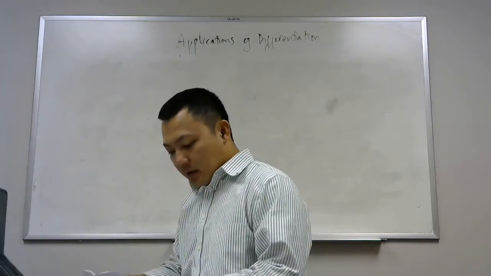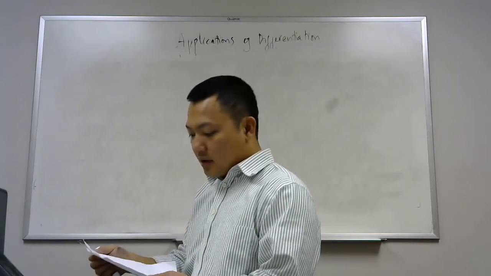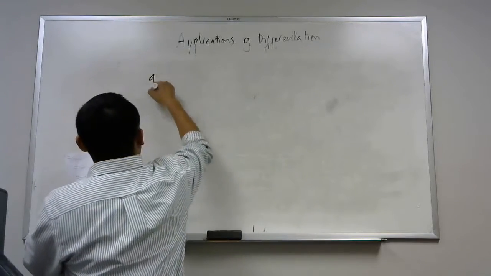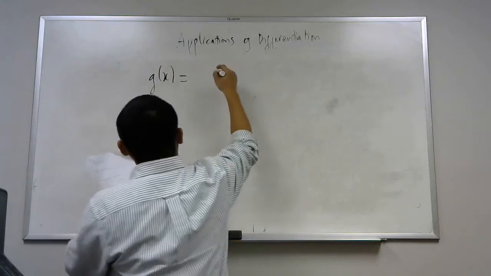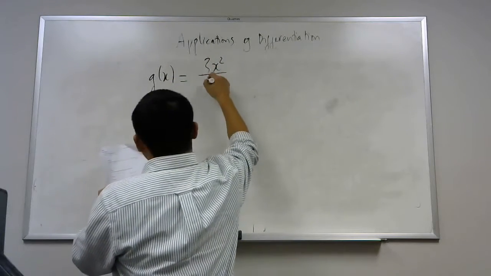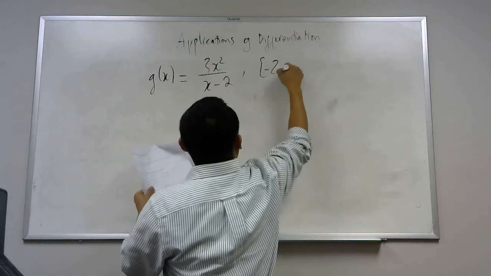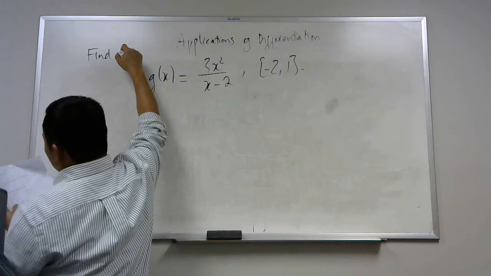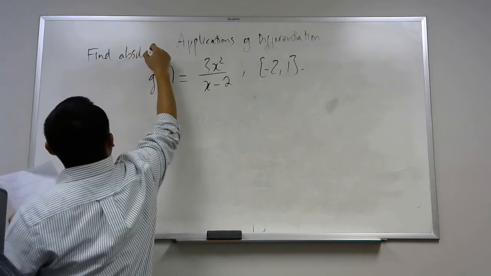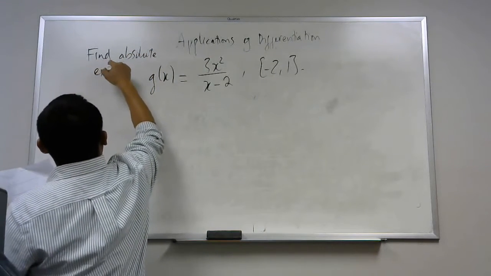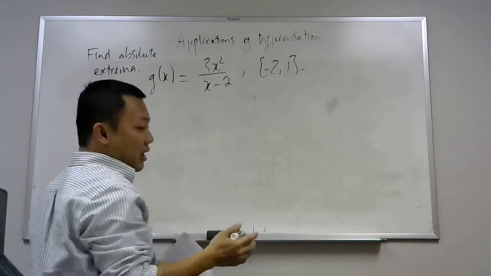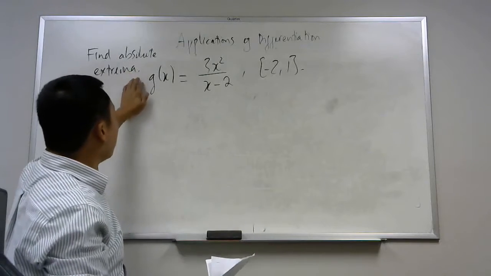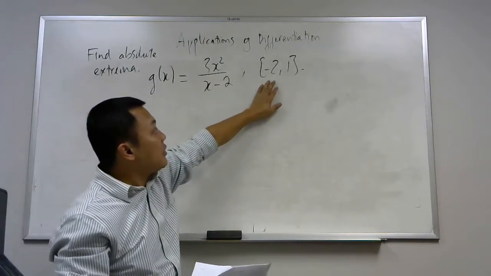Alright, second question. Find the absolute extrema of the function on the closed interval. G of x equals 3x squared over x minus 2, on the interval from negative 2 to 1. Find absolute extrema. Of course, we have two kinds of extrema, local and absolute. In this case, we need to find absolute extrema of this function on this interval.